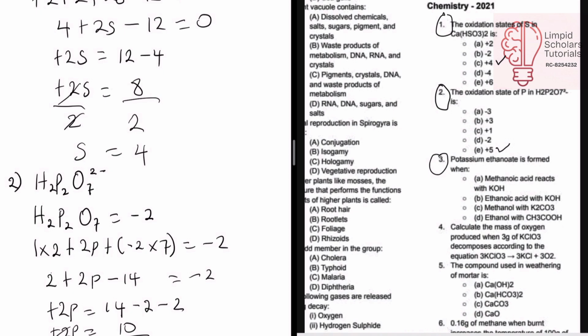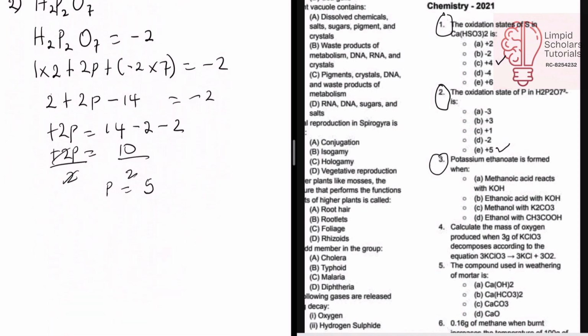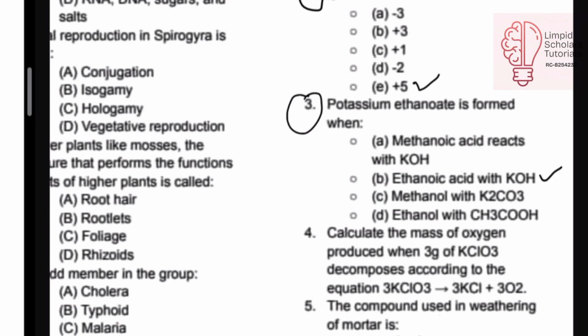Potassium ethanoate is formed when: A. Methanoic acid reacts with KOH. B. Ethanoic acid with KOH. C. Methanol with K2CO3. D. Ethanol with CH3COH. So now the answer is ethanoic acid with KOH. Remember here, we're seeing X and we're seeing potassium. So for us to have this product, we're looking for the two reactants that gave this potassium ethanoate. So whatever we're looking for must have X, which this one has, and must have potassium, which is also here.